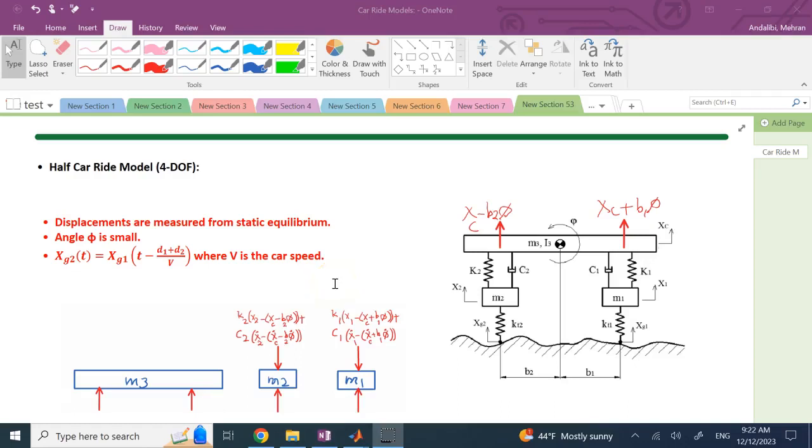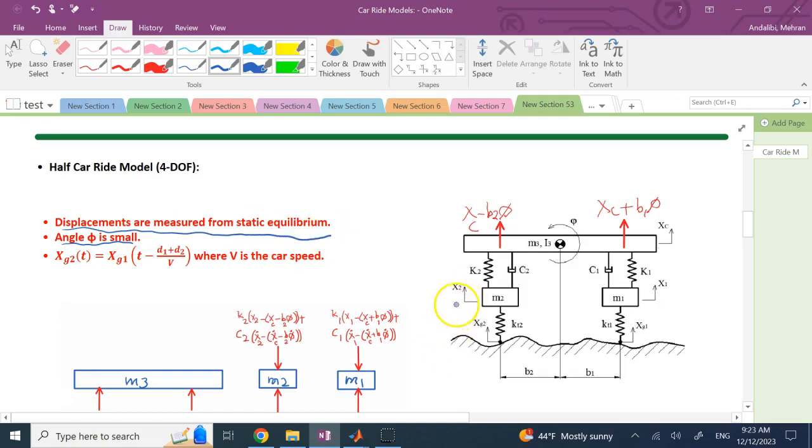Hello everyone. In this video, as I promised you, I'm gonna look at the half car ride model with 4 degrees of freedom, where now you have two masses at the wheels, and your chassis not only goes up and down with XC, it also has this pitch angle phi. So you have 4 degrees of freedom. The angle phi is considered small, so the equations are linear. And again, the displacements, all linear displacements, are measured from static equilibrium.